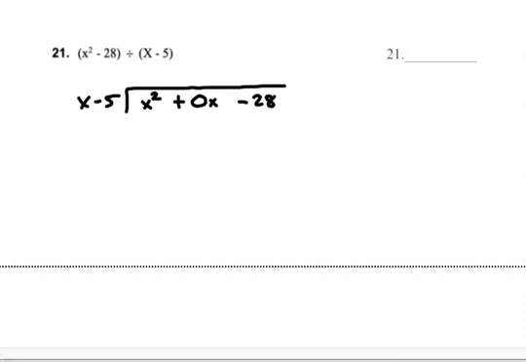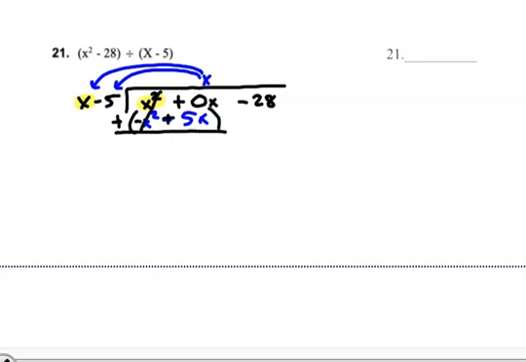So let's play our game. x squared needs to get canceled out. I need to multiply x by something to get that. And that, again, is just x to the 1, because x times x is x squared. x times negative 5 is negative 5x. Okay, put that in parentheses and subtract. Add the opposites. The x squareds are going to cancel. That's what we wanted. 0x plus 5x is 5x. Bring down the next term, negative 28.